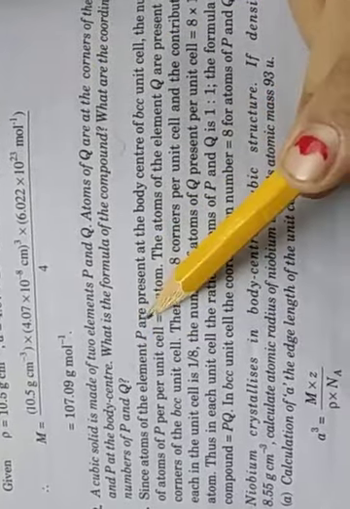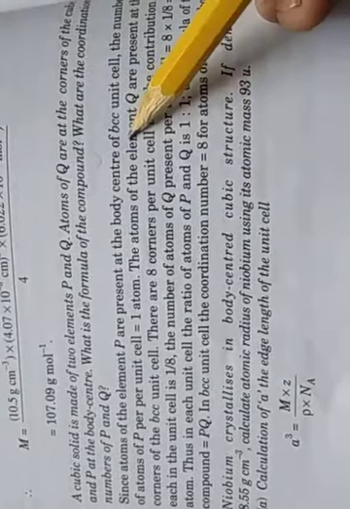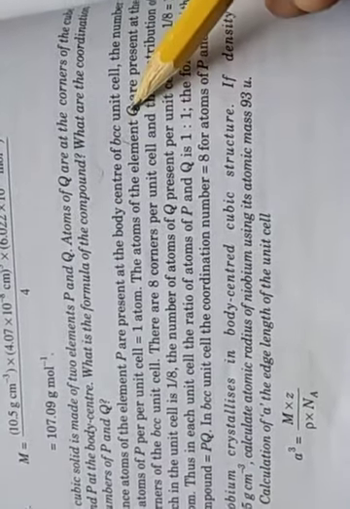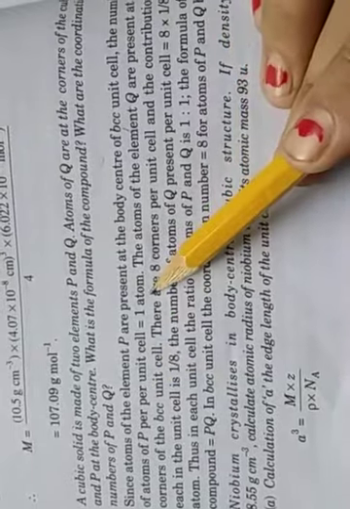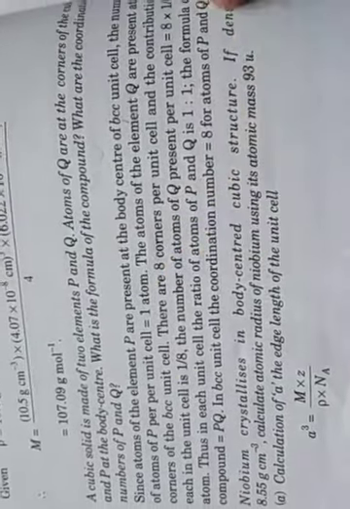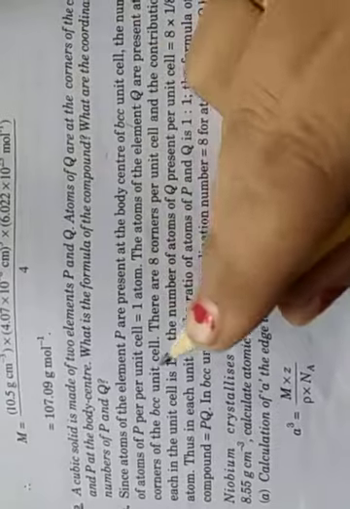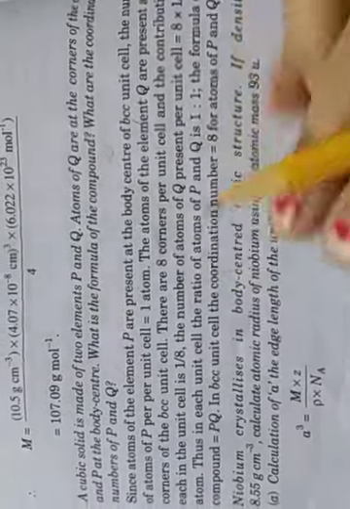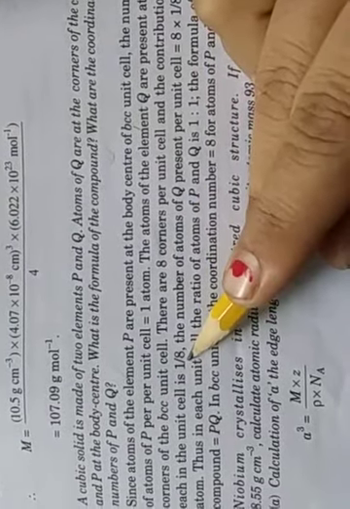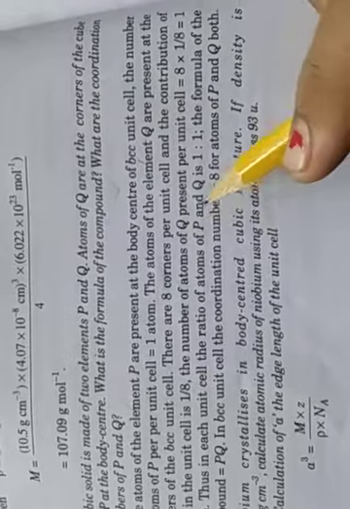So atoms of the element P are present at the body center, that is a BCC unit cell. So the number of atoms of P per unit cell is equal to 1 atom. And Q atoms are present at the corners of the BCC unit cell. There are 8 corners per unit cell, so the contribution of each corner atom to the unit cell is 1 by 8. So the number of Q atoms present per unit cell is 8 into 1 by 8, which is equal to 1.